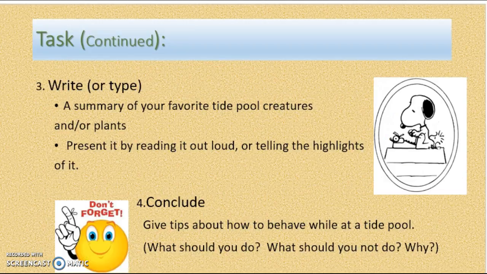And the third part of your task will be to write a summary of your favorite tide pool creatures and/or plants. Then you're going to present this by reading it out loud or telling the highlights of it. And then the very last part is going to be concluding by giving tips about how to behave while they are at the tide pool, and what they should do, what they shouldn't do, and why.